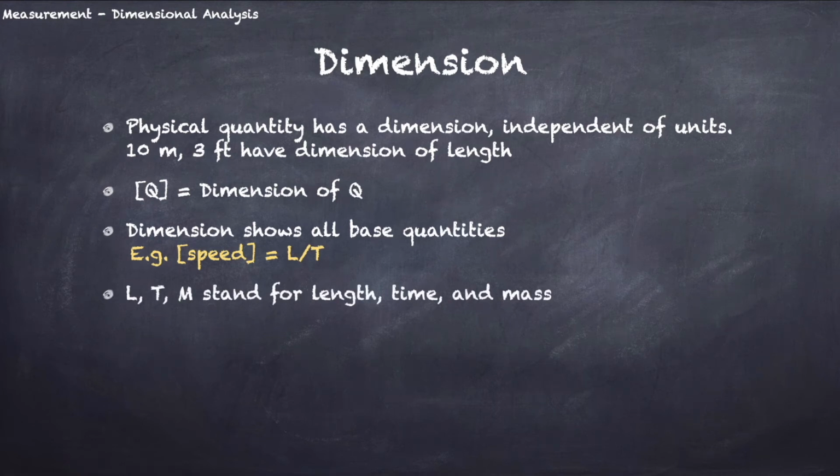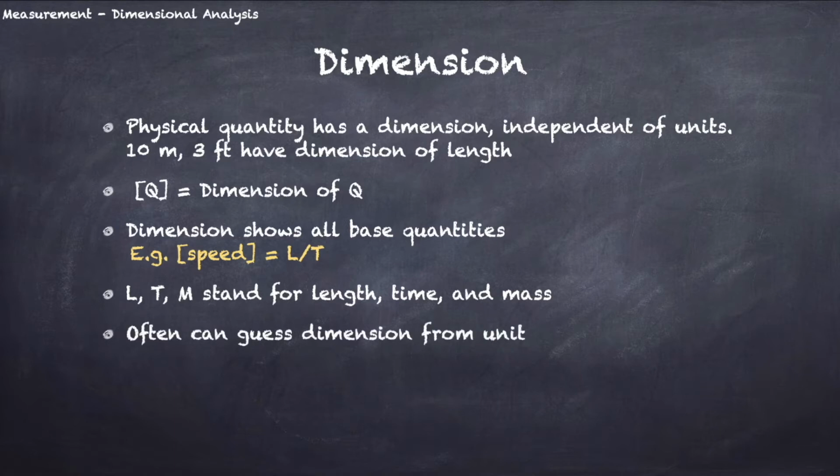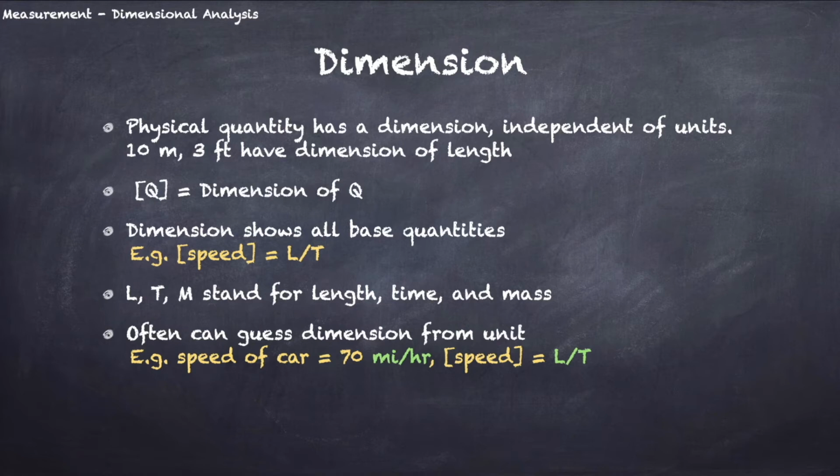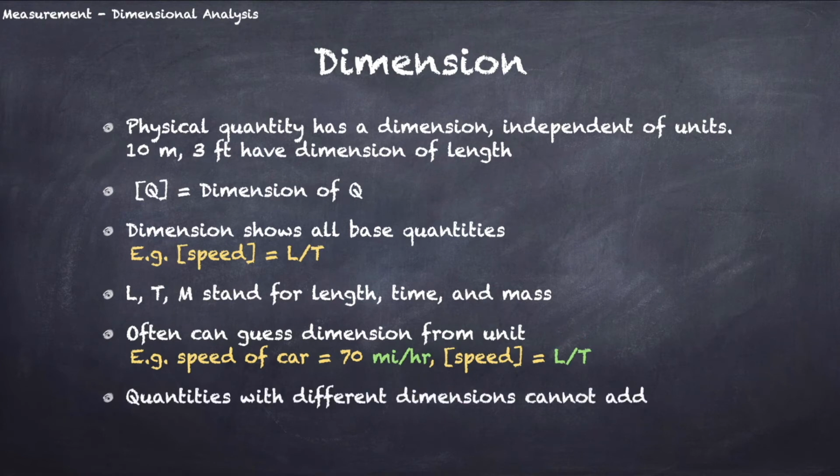You can guess the dimension of a quantity from its units. For example, the speed of a car on a highway might be 70 miles per hour. Miles measure length and hours measure time, so the dimension of speed is just length over time, as we just saw. Lastly, quantities with different dimensions do not add. You simply can't add 5 seconds to 2 feet.